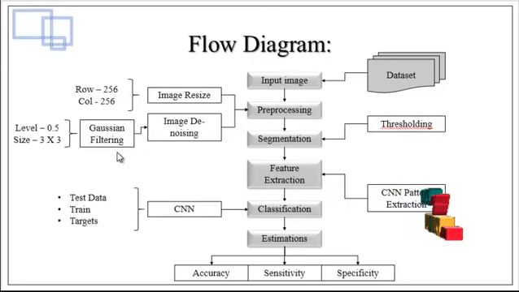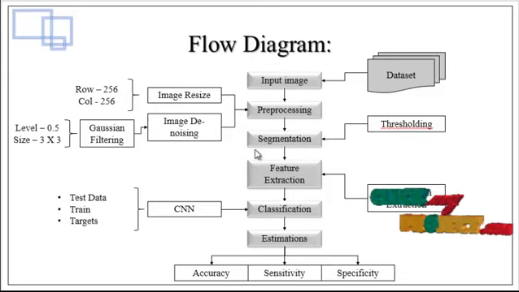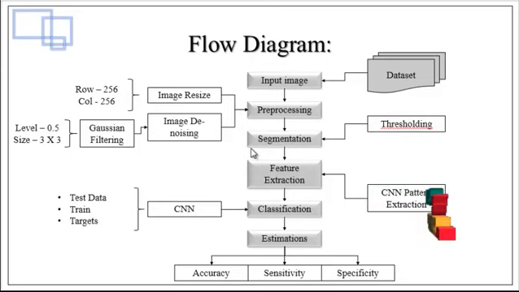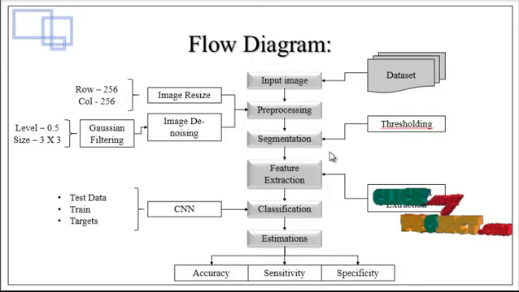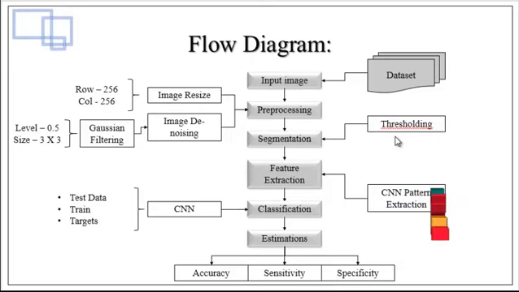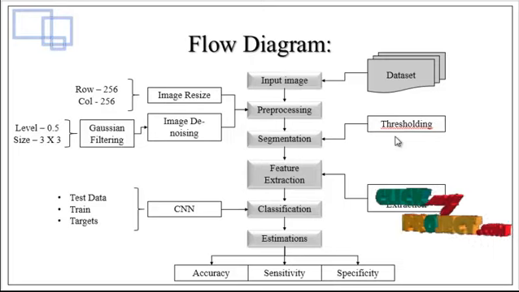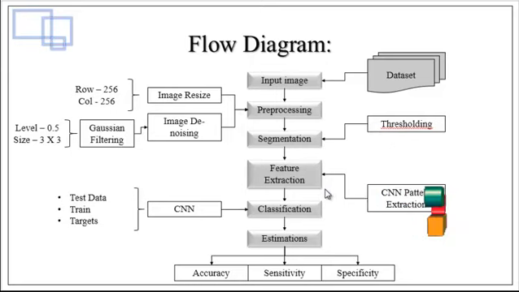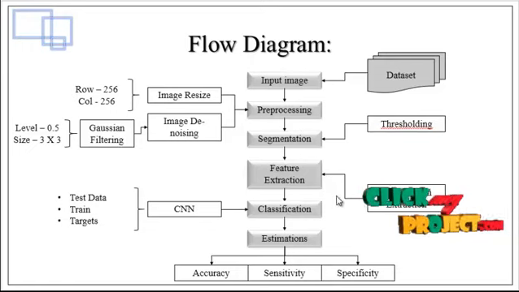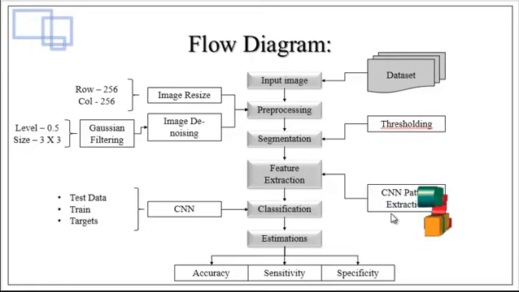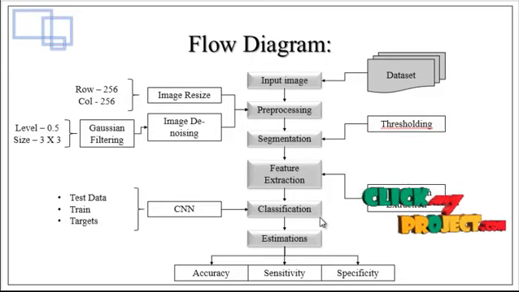After the image denoising, we move on to the next step, that is segmentation. In this segmentation part, the affected portions will be indicated by means of a threshold, and the image will be segmented. It will be indicated by means of a bounding box. Once the segmentation is completed, the feature extraction will be carried out. In this feature extraction, we extract the features of the patterns by means of the convolutional neural network. After extracting the patterns from the image, we move on to the classification step.